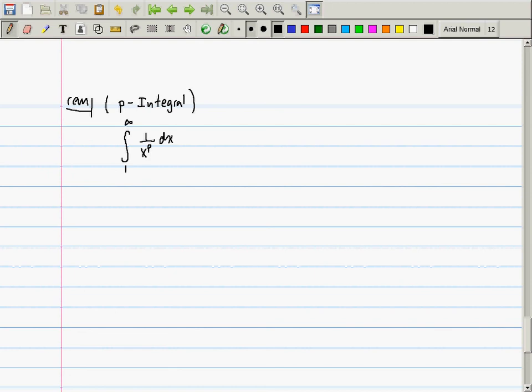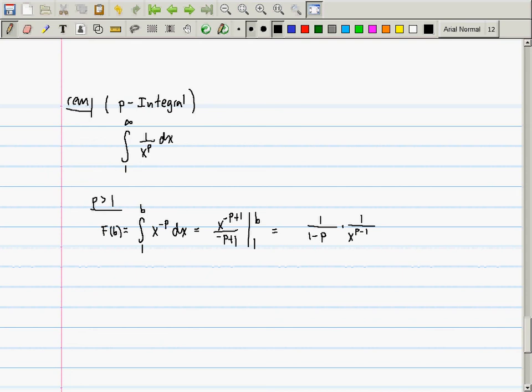So the first case is if p is greater than 1. Okay. Let's consider the case that p is greater than 1. Then, we can define f of b equal to the integral from 1 to b of x to the negative p dx, like so. Okay, so then this will be x to the negative p plus 1 divided by negative p plus 1 evaluated from 1 to b, which can be algebraically rewritten as 1 over 1 minus p multiplied by 1 over x to the p minus 1.